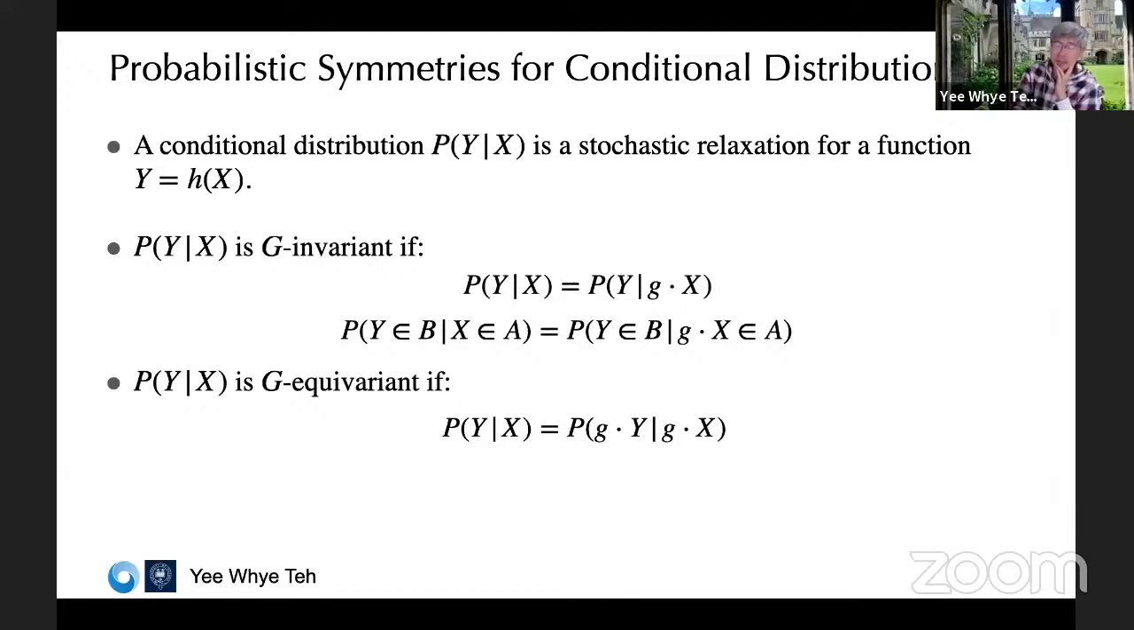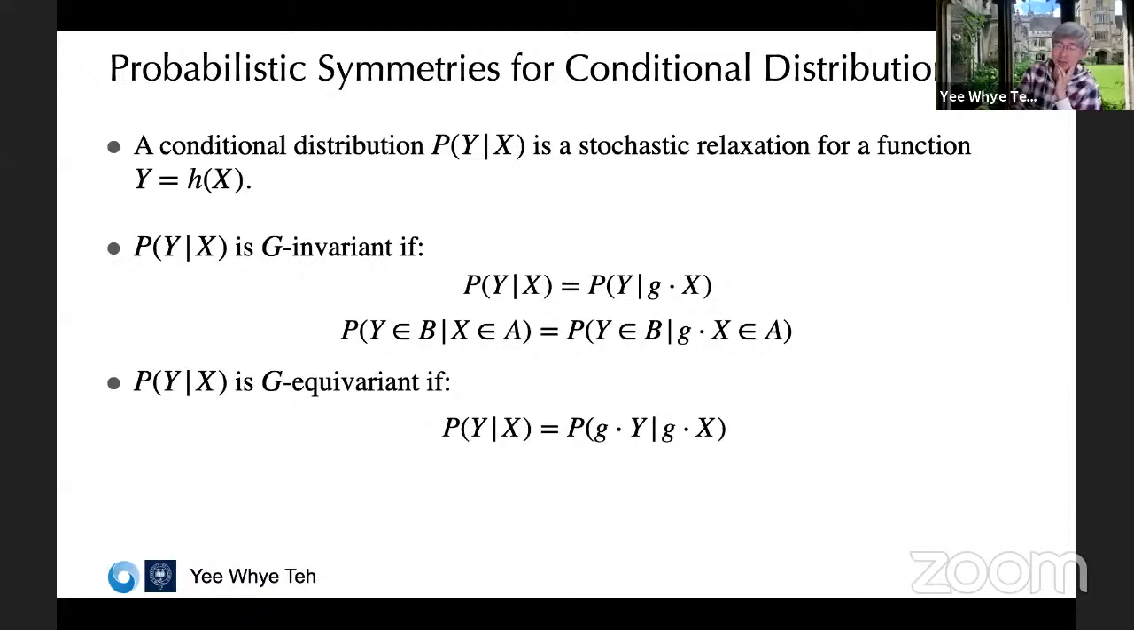And we say that our conditional distribution is G invariant if the conditional distribution stays unchanged if we transform x by g. So basically the probability of y given x is the same as the probability of y given g applied to x.